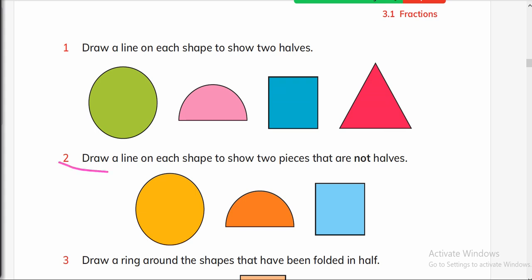Okay, now read question number 2. Draw a line on each shape to show two pieces that are not halves. Now we have to cut the shapes so that they are not halves. Means we have to do cheating. Okay, I'll give this portion to you and I'll keep the bigger one with me. And I'll do this and I will do this. So this is cheating. They are not halves. They are not equal halves.